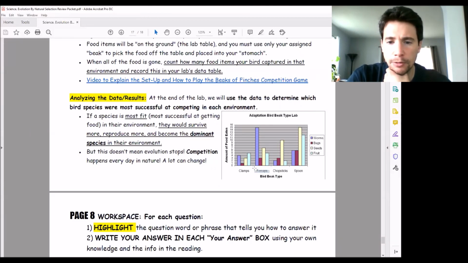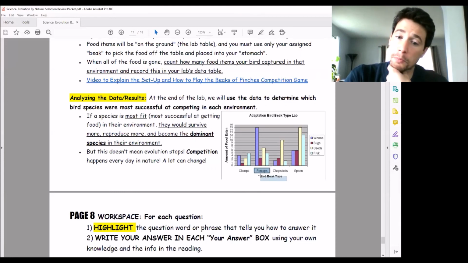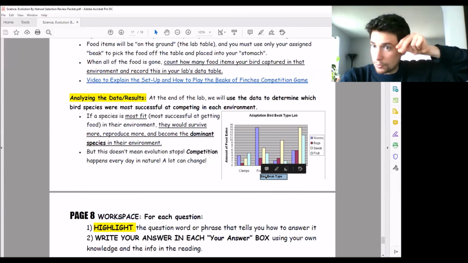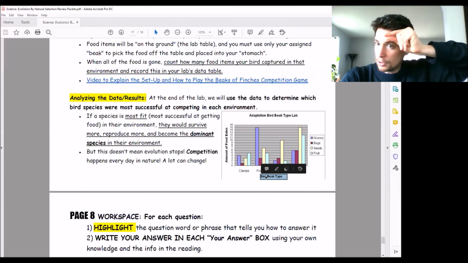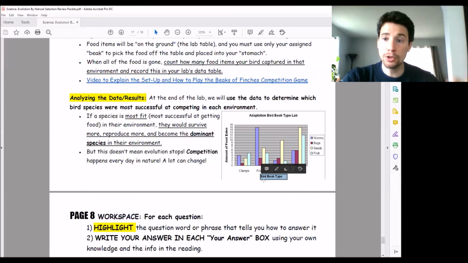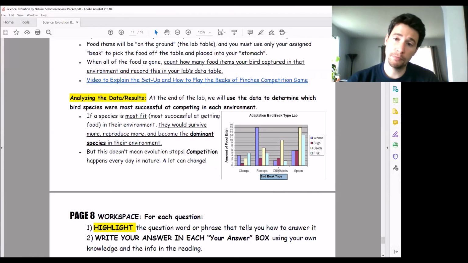Well, the forceps one was great at getting worms. And so that means that the birds with the beaks that were longer and thinner, that look like forceps, those are the birds that should be more successful in environments with a lot of worms. They're going to get more food, they're going to survive, they're going to reproduce.